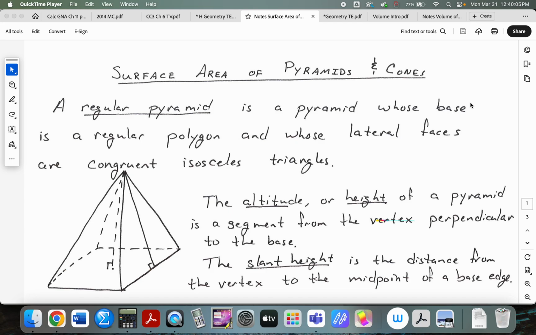All right, today we're going to look at surface area of pyramids and cones. So as far as pyramids are concerned, when we're doing surface area, we'll only be doing what are called regular pyramids. A regular pyramid is a pyramid whose base is a regular polygon and whose lateral faces are congruent isosceles triangles.